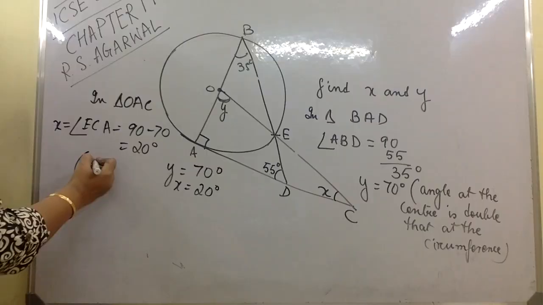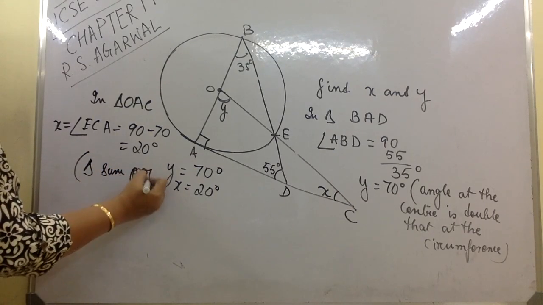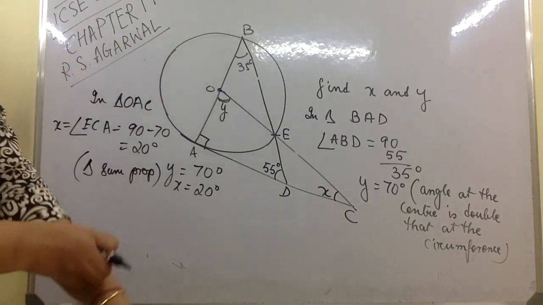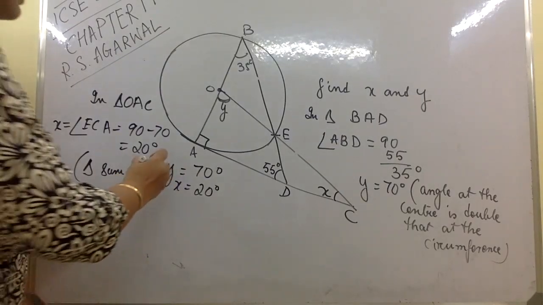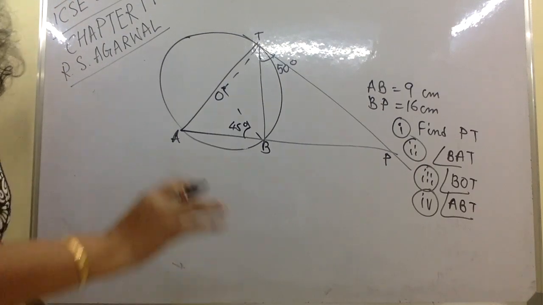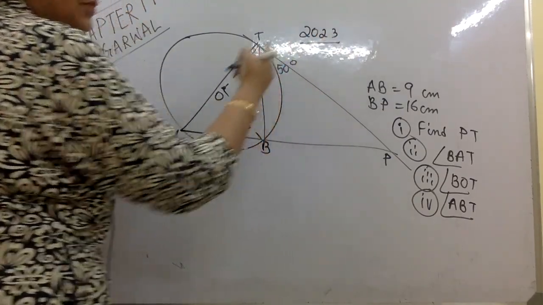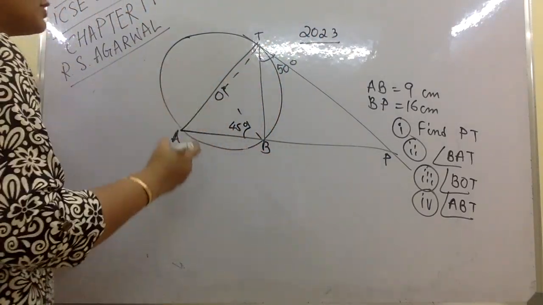Again here we are going to say triangle sum property. Reason is triangle sum property. So this is my final answer in this sum. Now this sum is 2023, year 2023's question, previous year question.